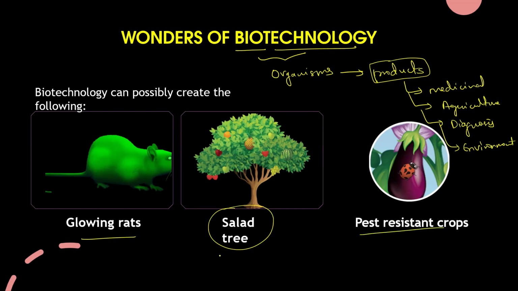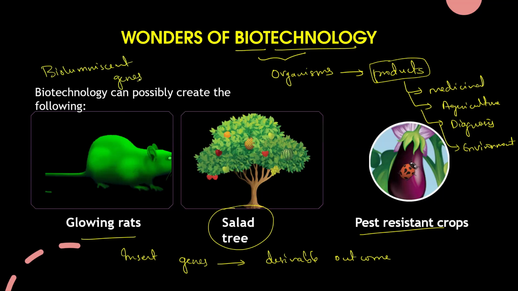So what we do here is insert certain genes into the DNA of the organism so that the organism can get a desirable outcome. First, suppose you take the glowing rat. Normally it's a normal rat, but you modify the genes of this rat. Now it has bioluminescent genes. So I'm modifying this rat with bioluminescent genes so that now the rat will produce certain proteins that can glow. In the same way, I can make a salad tree which can produce multiple types of fruits.